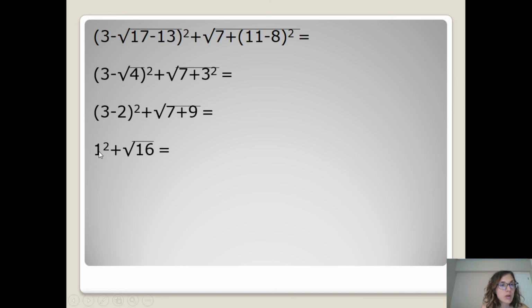And now we have a power, we have a root, and we have an addition. So first we have to do the exponents, this power. 1 to the second is 1. And afterwards the root, because it's on the right. So it would be the square root of 16, 4. And finally, we finish with the addition. 1 plus 4, 5. And we finished.